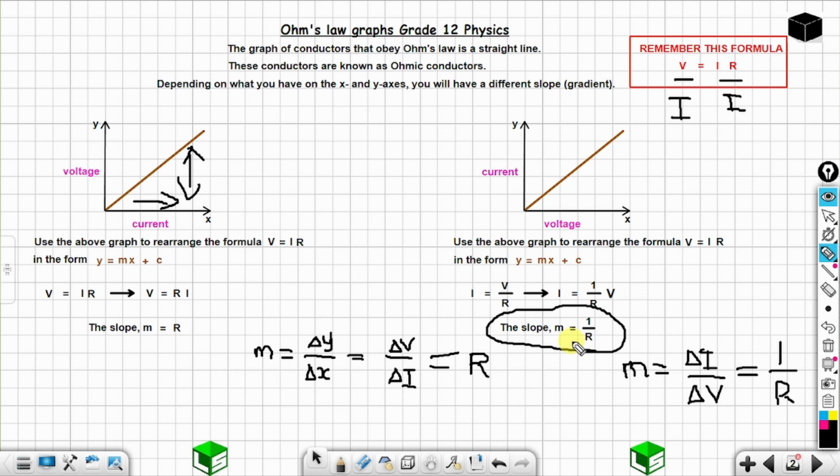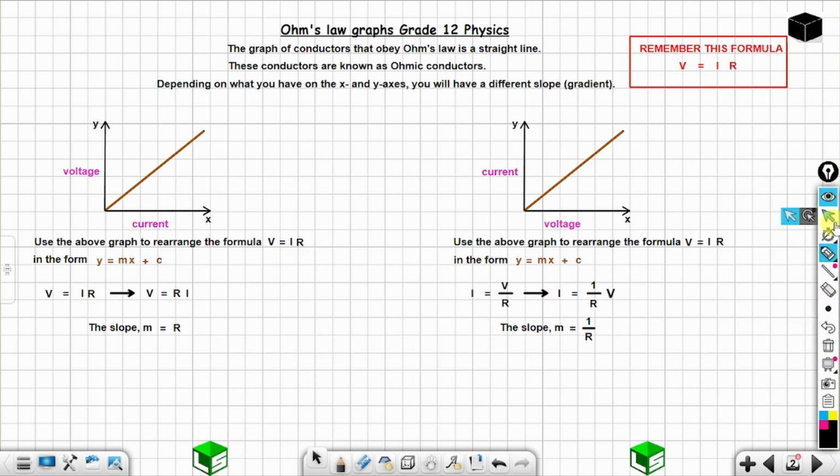So you can use this method to find your slope, or you can use the equation of a straight line, rearranging this formula. Because you have a straight line, you are going to rearrange this formula. You have to remember this formula. Okay, so we can move on.